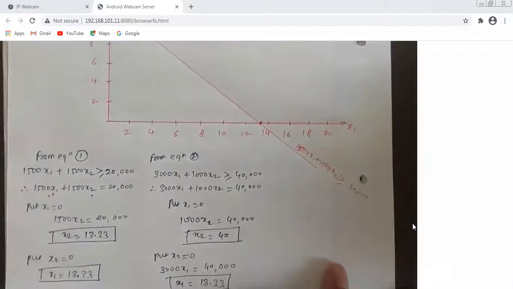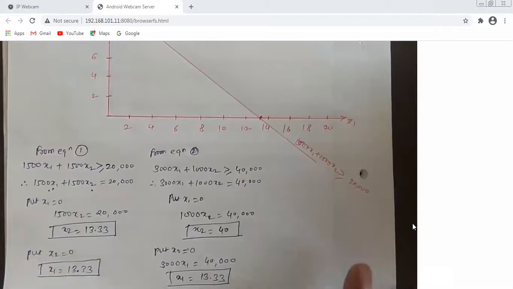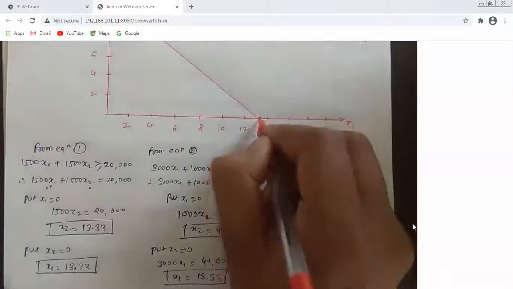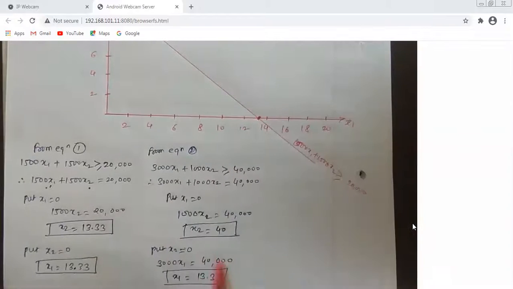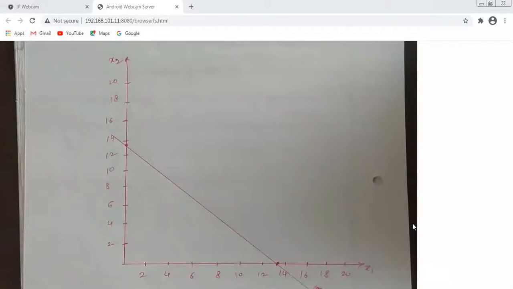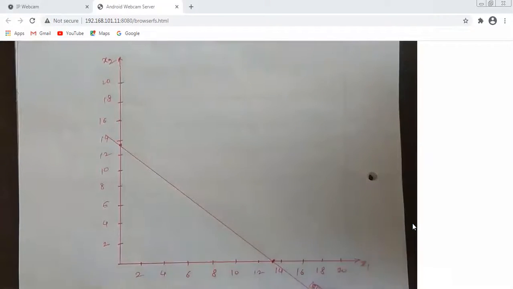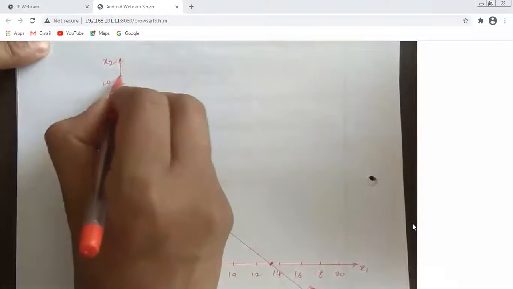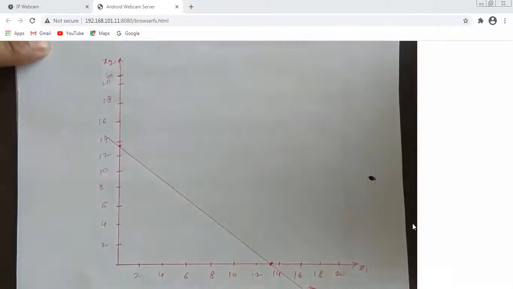Now again we have to plot these x1 and x2 values on x1 scale and x2 scale. Now x1 is 13.33, means the point remains here only, and x2 is 40. Here we have taken only up to 20, so we have to increase up to 40, but here I don't have any space, so I will directly take here 40. I will consider this is my 40.